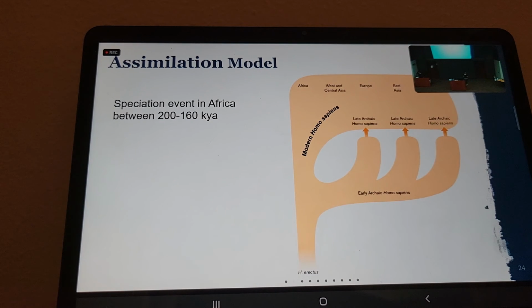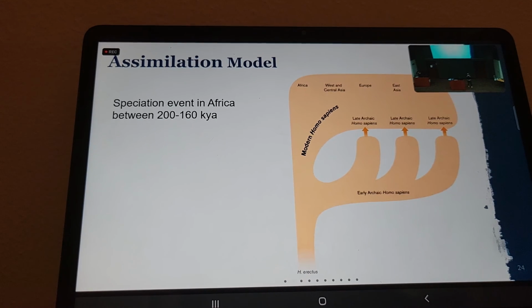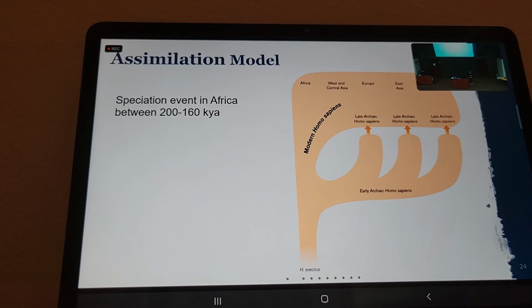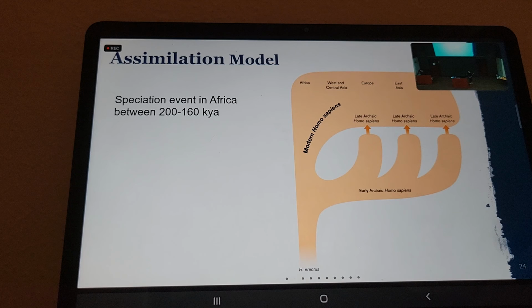And the assimilation model is my favorite model. Since I was in grad school, this was my favorite model. It's sort of like the straddling the fence model. And I find that the ones that are kind of in between the extremes oftentimes are the most reasonable and oftentimes prove themselves out. Here it suggests we had a speciation event in Africa about 200,000 years ago, right?